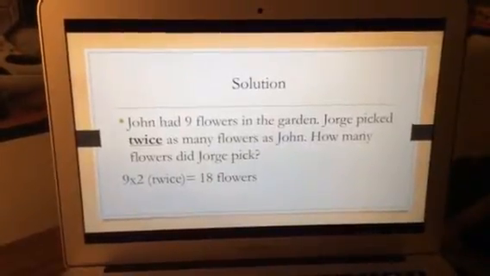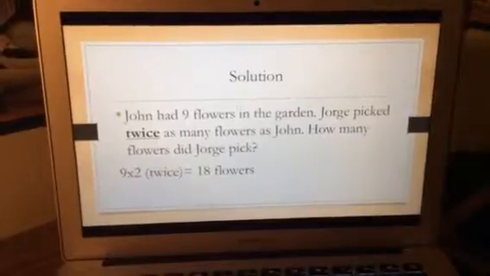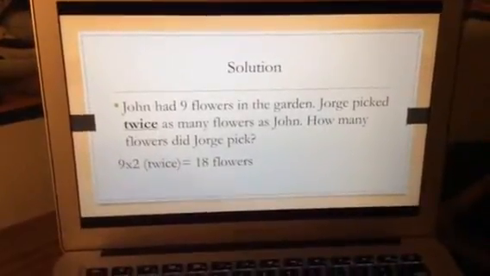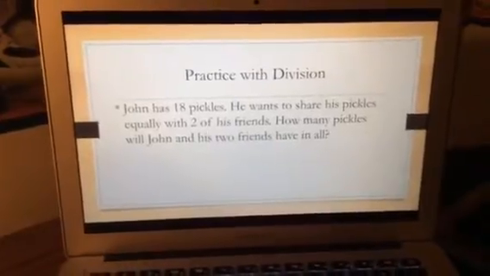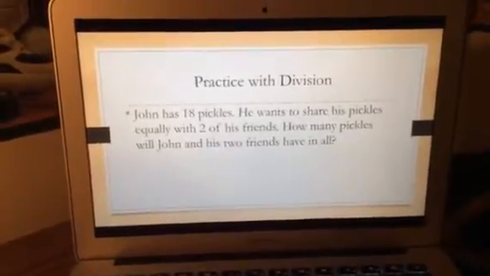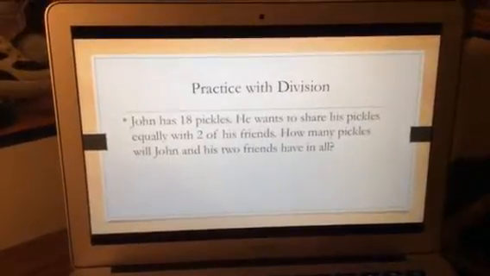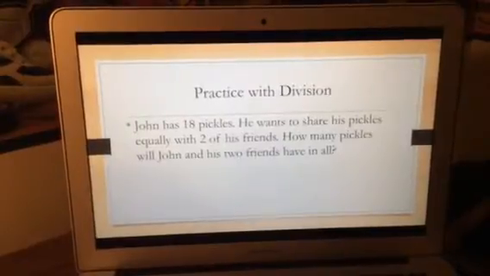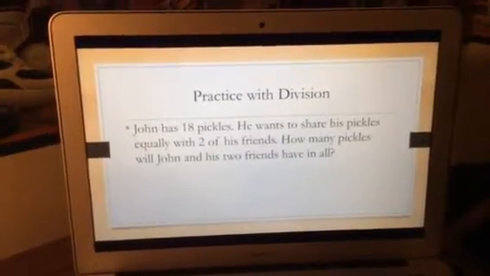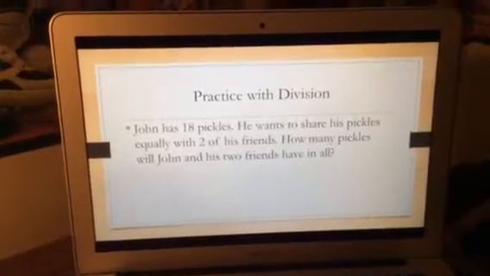I will ask if there are any questions. If there are no questions, I will move on to the next word problem. This next problem is one with division. John has 18 pickles. He wants to share his pickles equally with 2 of his friends. How many pickles will John and his 2 friends have in all?